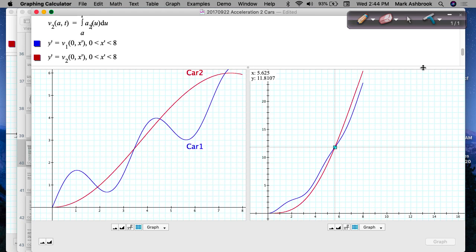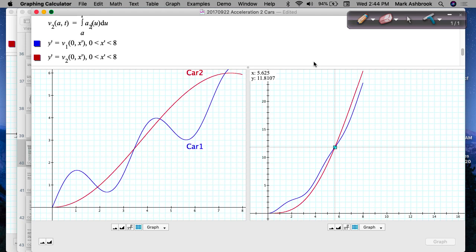How can we find out? I want to find out if car 2 catches up to car 1. Is it going to pass it before or at 8 seconds? What can I do? Arc length? Okay, so is the distance the car has gone the same as the distance along the velocity curve? That would be if that were true, so it's not.